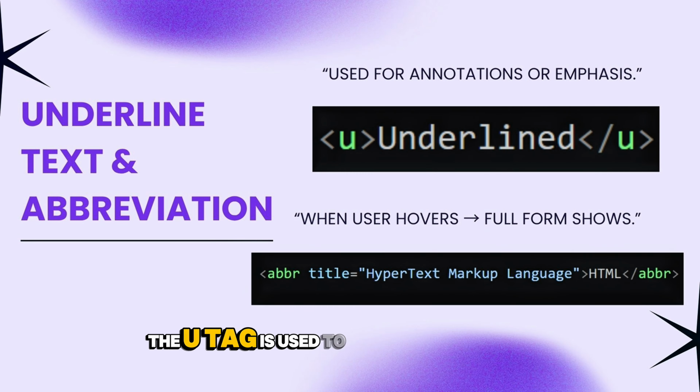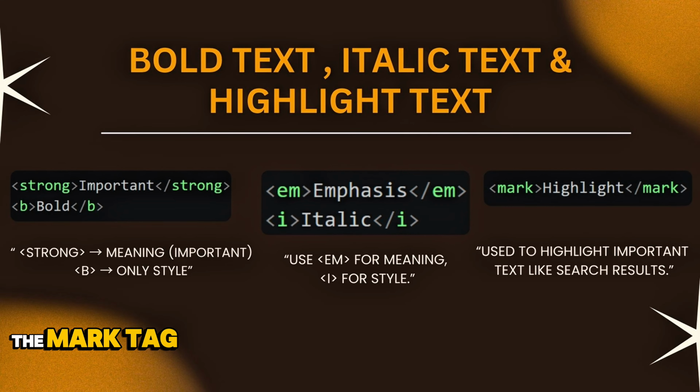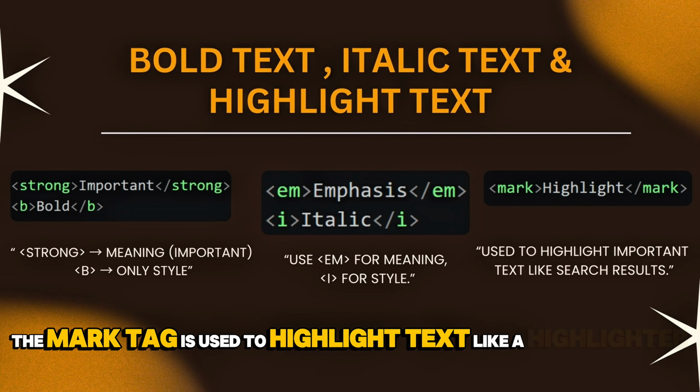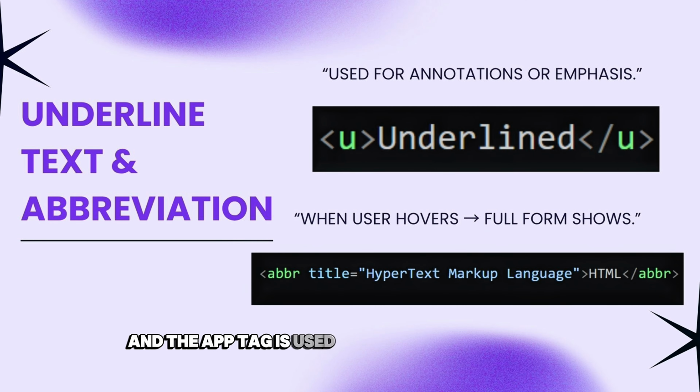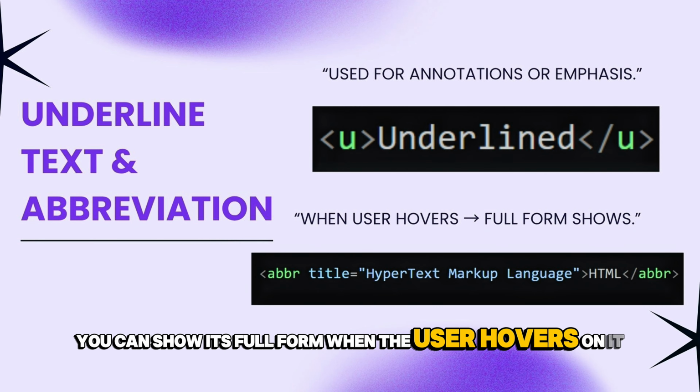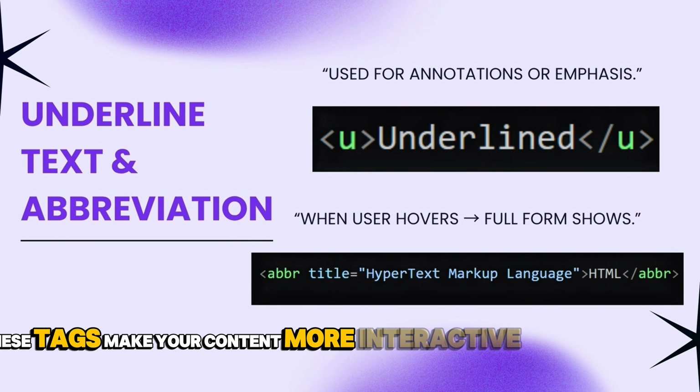Now let's look at some other formatting tags. The u tag is used to underline text. The mark tag is used to highlight text, like a highlighter. And the abbr tag is used for abbreviations. For example, when you write HTML, you can show its full form when the user hovers on it. These tags make your content more interactive and meaningful.